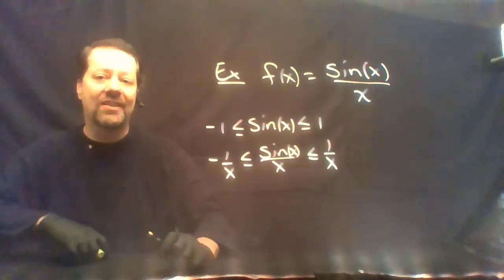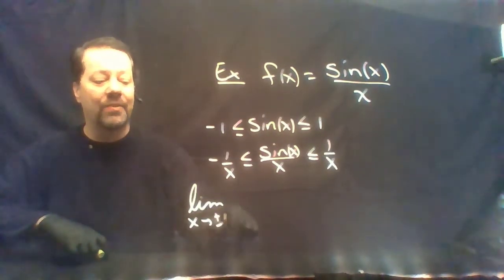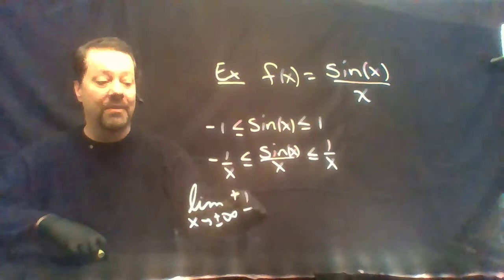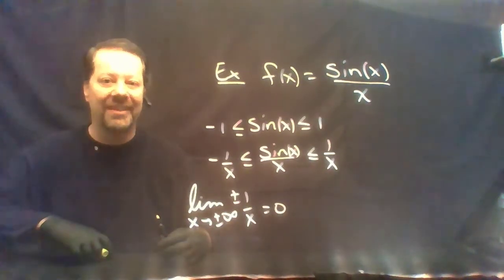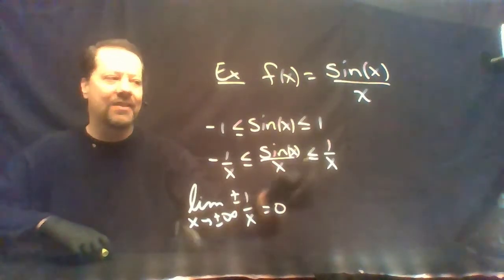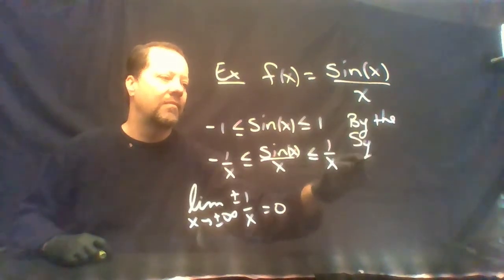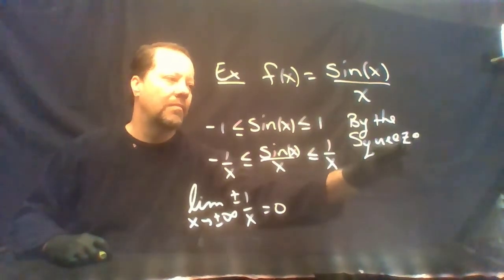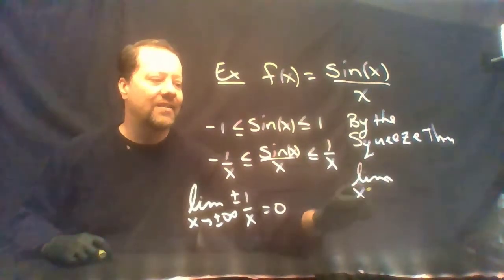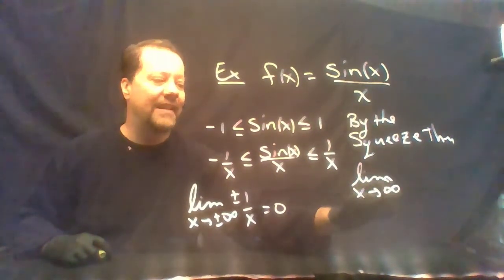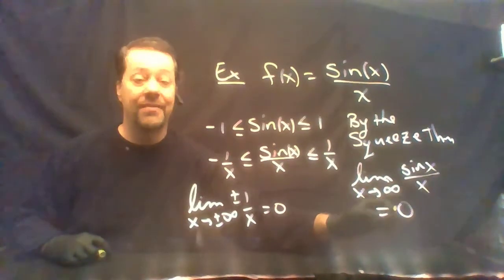And we will have a squeeze theorem. In the limit as x goes to either plus or minus infinity of plus or minus 1 over x, since the bottom blows up, the whole thing gets driven to 0. That implies by the squeeze theorem in the limit as x goes to either plus or minus infinity, sine x over x gives you 0.